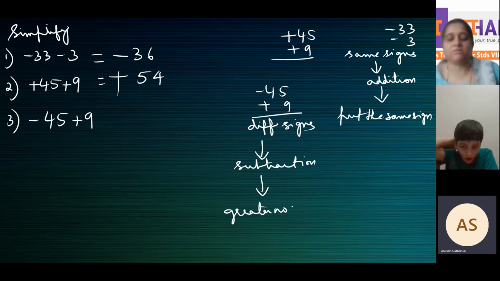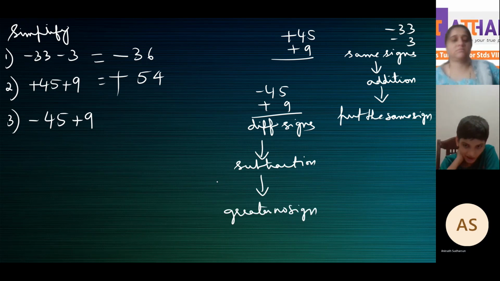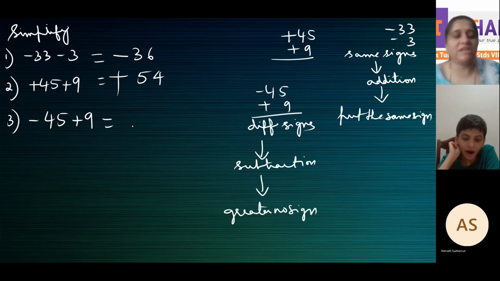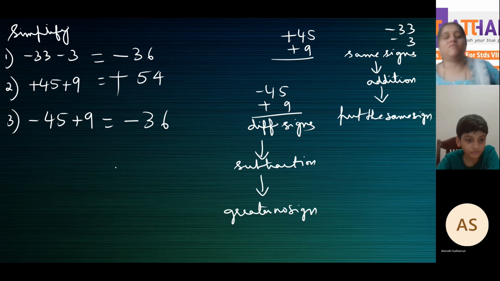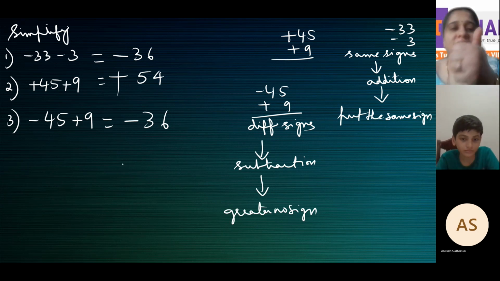Greater number sign. Minus 36. So the operation is subtraction. When you subtract 45 and 9, you get 36. And put the sign of the greater number, minus 36. Always the answer has two parts, sign and the number. The number is 36. What is the sign? Greater number sign.